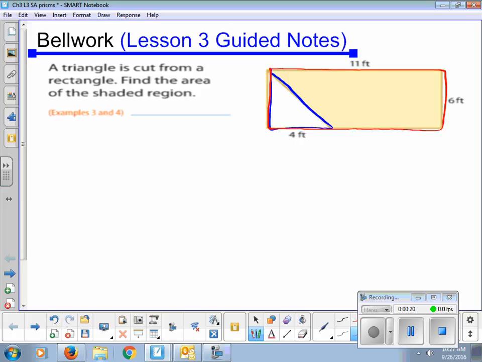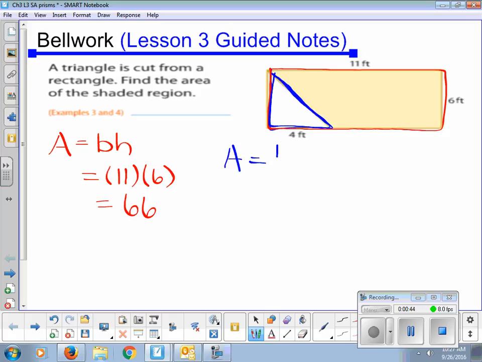Base times height. And for our rectangle, what's the base? 11, and what's our height? 6. When you multiply those two together, what did you get? 66.